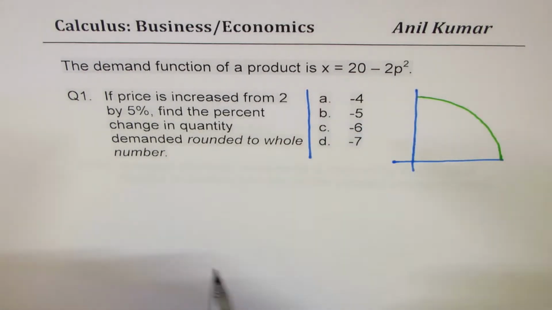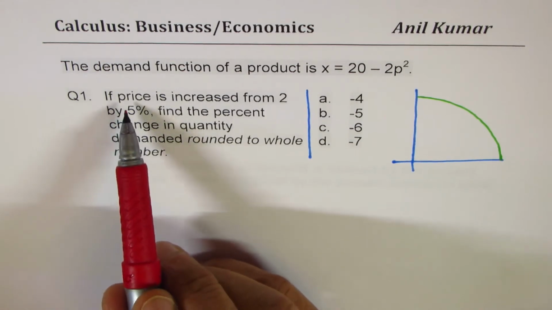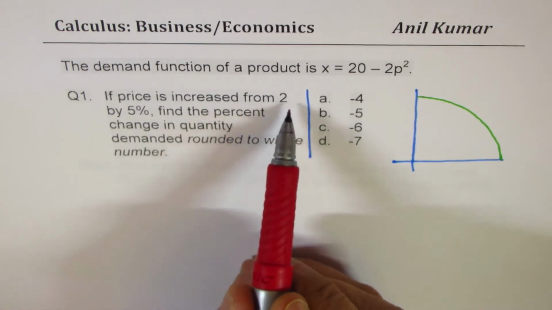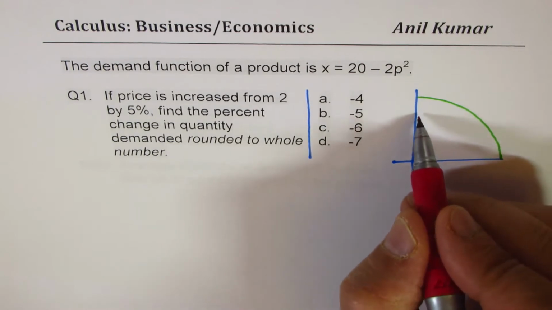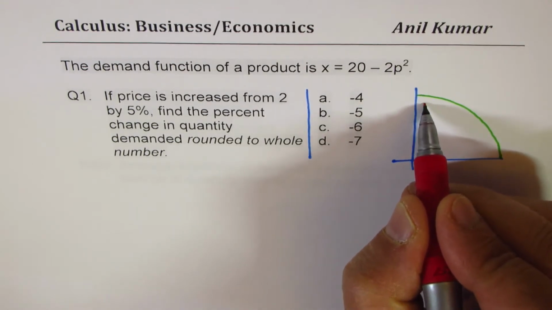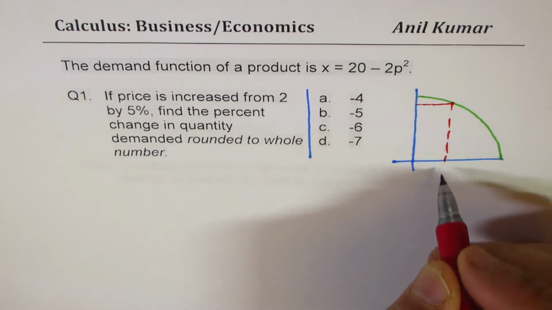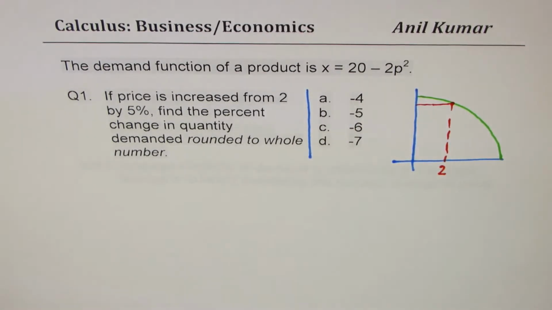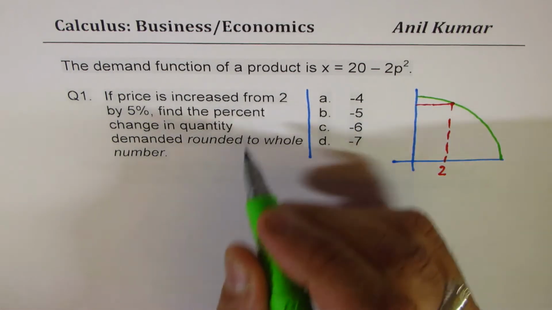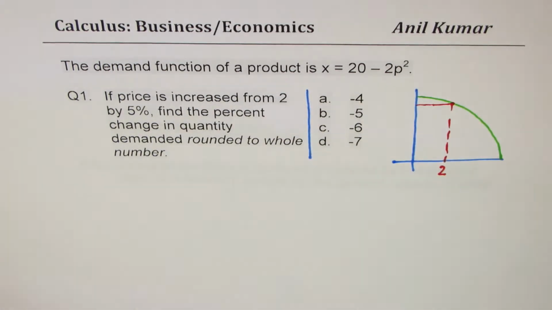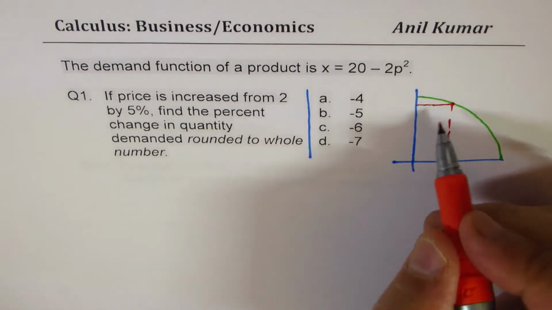Now it says that if the price is increased from 2 by 5%. So let us say this reflects a price of 2, right? It's not to scale, but this is 2 for us. Now if the price is increased from 2, that means the price is now equal to 5% plus 2. Let me use another ink, let's say like this.